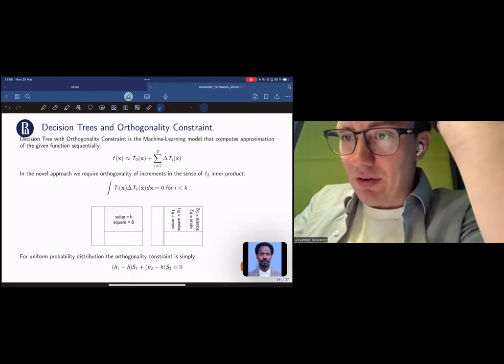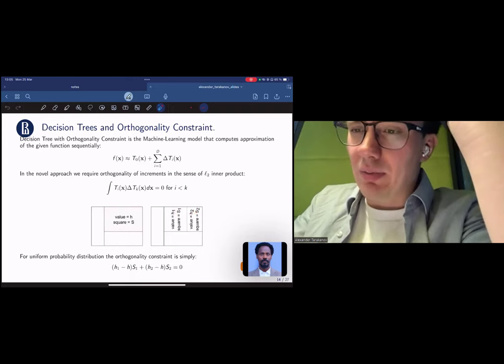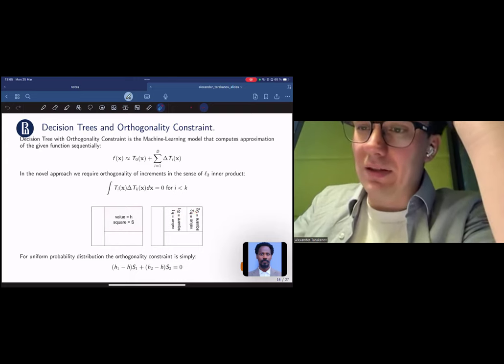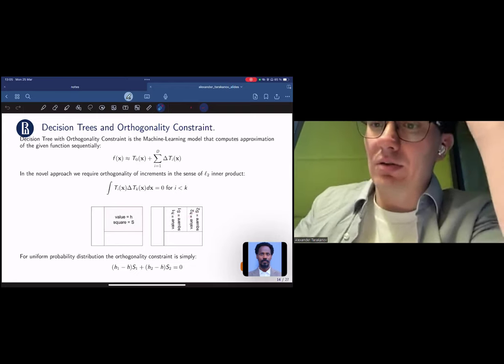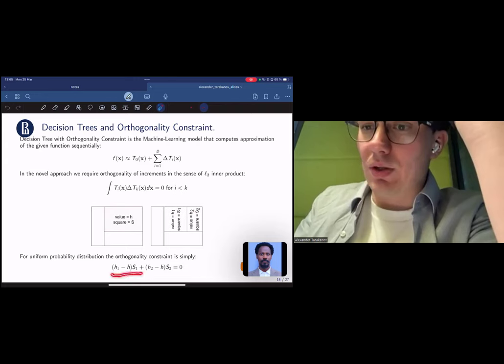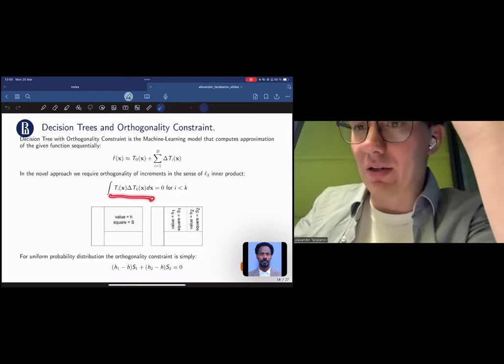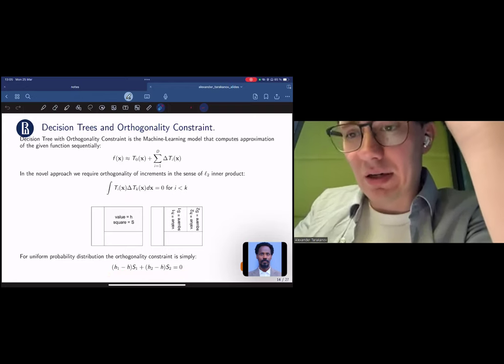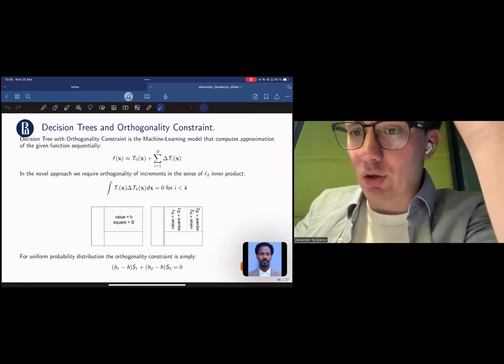In the original method, the splitting algorithm will compute the values h1 and h2 simply as the average value of data points in rectangle 1 and rectangle 2. But here we just introduced the orthogonality constraint. That means that, for this particular example, this orthogonality constraint can be rewritten as a simple equation that relates h1 and h2.